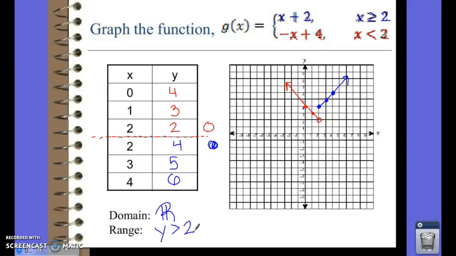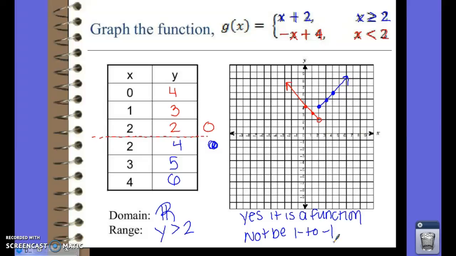Would this pass the vertical line test? Yes. Because this is closed and this is open, it passes. If they were both closed, it would fail. So yes, it is a function. Is it a one-to-one function? No, because does it pass the horizontal line test? No. So it would not be one-to-one.